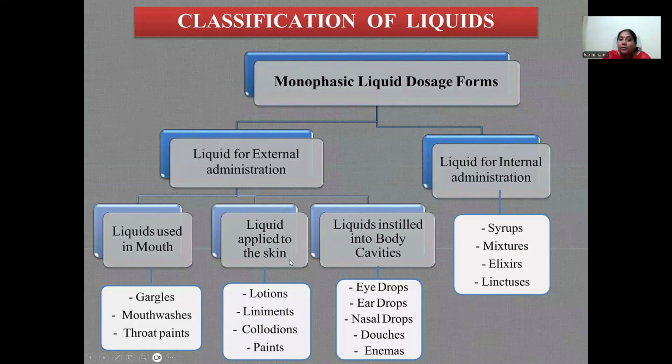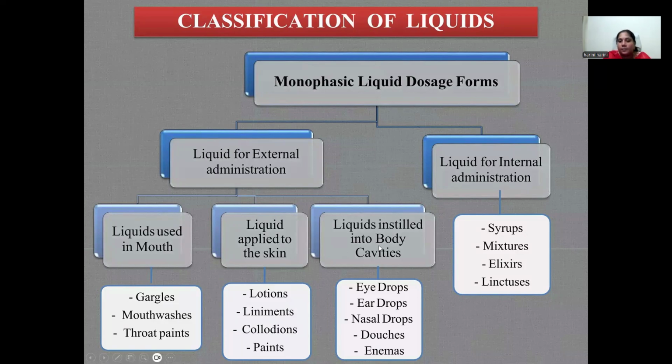And liquids applied to the surface of the skin, as I've said, are lotions, liniments, and collodions, which are applied on the surface of the skin. They are external. So these are liquids which are used in the mouth, but they will not be swallowed. We'll be spitting them out. So they also come under liquids for external administration.